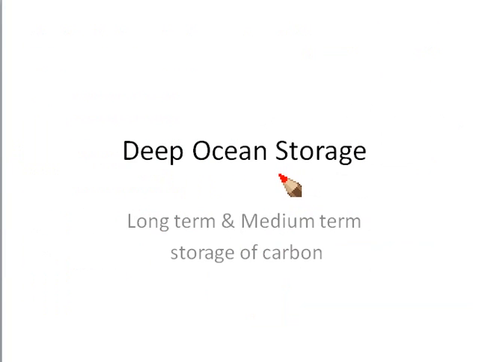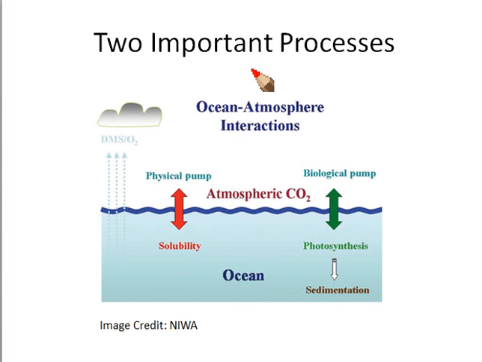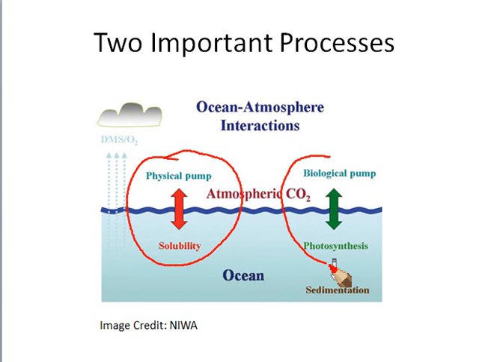Our attention now turns to the ocean as a storage site, and we might say that this offers both long-term and medium-term storage locations. In this section we're going to look at two processes. We're going to look at what's known as a physical pump, where carbon dioxide is moved into the ocean through dissolving, and we're also going to look at what's referred to as a biological pump, and this involves the microscopic phytoplankton that remove carbon dioxide and deposit it as sediments on the bottom of the ocean.